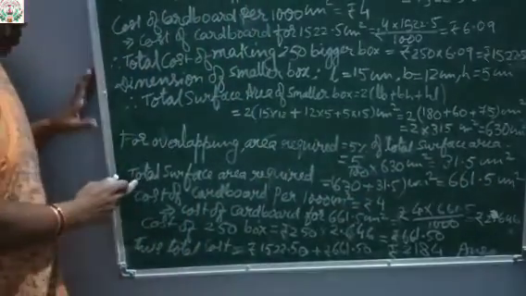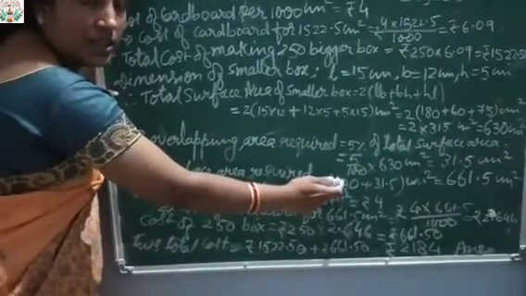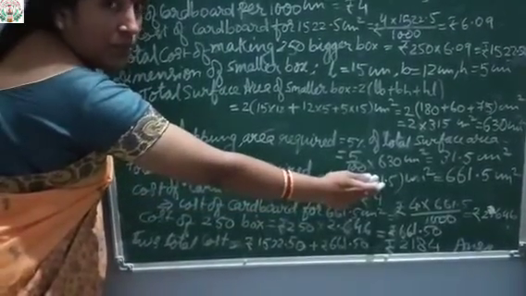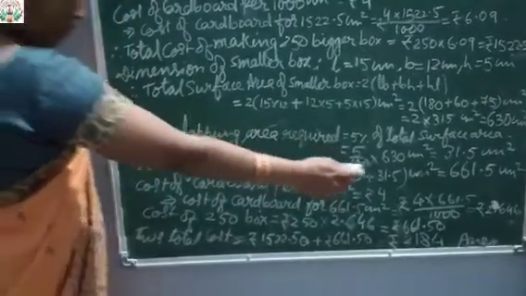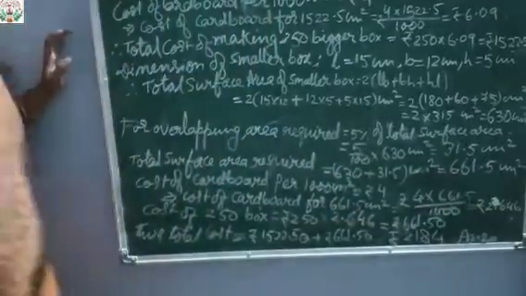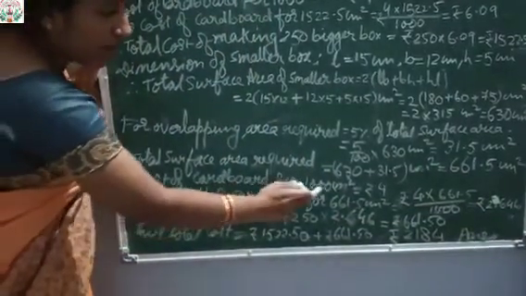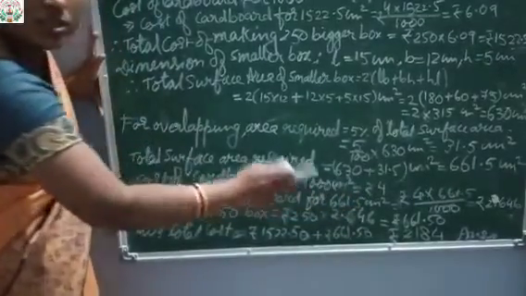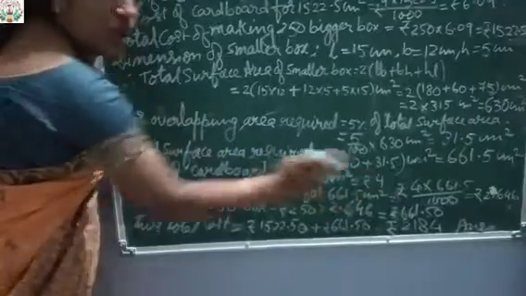Okay. So now total surface area required will be how much? The 630 plus the overlapping one, that is 31.5, which is equal to 661.5 cm square. Now the cost of cardboard per 1000 cm square equals how much? In the question it is given, same as the bigger box, that is rupees 4.